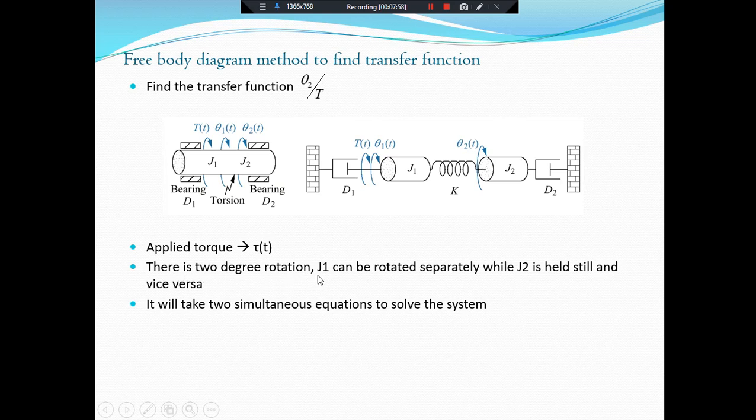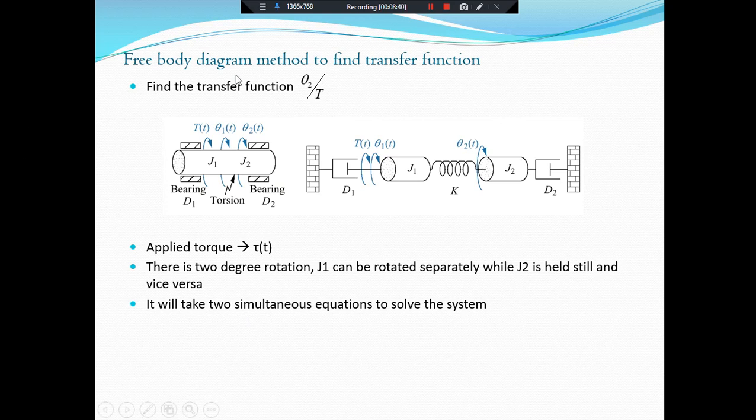What is meant by degree of freedom? You should know if you understood the previous lecture. The degree of freedom is when one body can be moved freely without affecting the other. It means J1 can be rotated separately while J2 is held still, and J2 can be moved separately while J1 is held still. So it has 2 degrees of freedom. It will take 2 simultaneous equations to solve the system. We need 2 equations of motion to solve it.